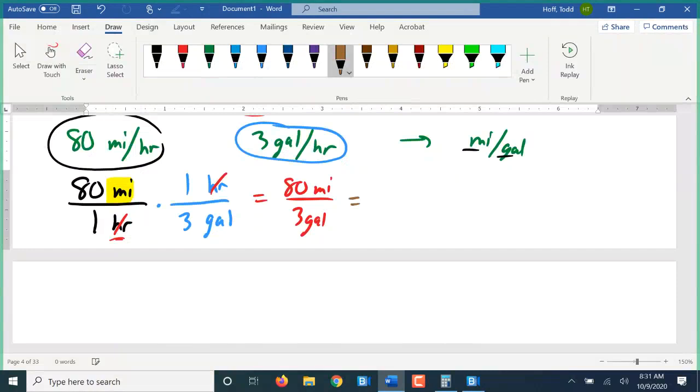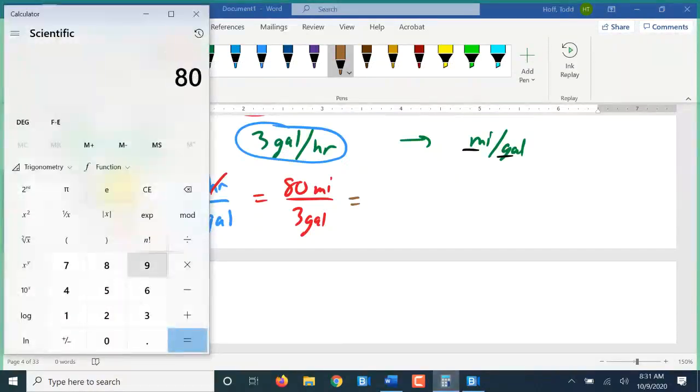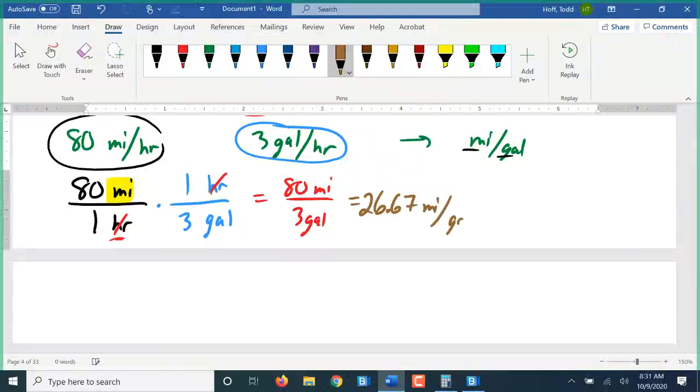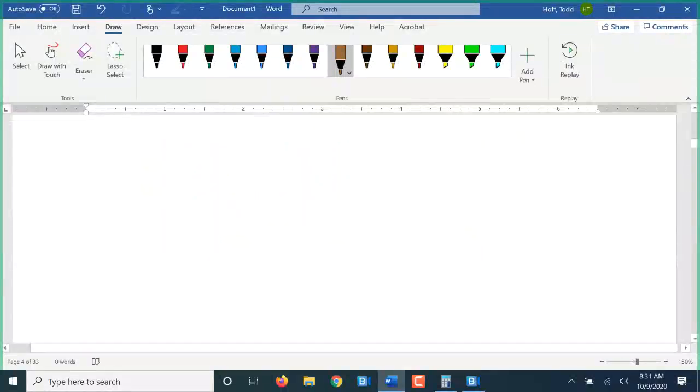We divide that out. 80 divided by 3, 26.67 miles per gallon. So even though that's not a conversion we do very often, so that we don't know whether we're multiplying or dividing or whatever, the units tell us what needs to be done to make that conversion.